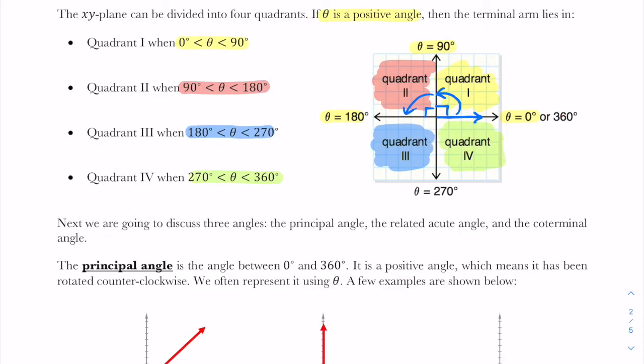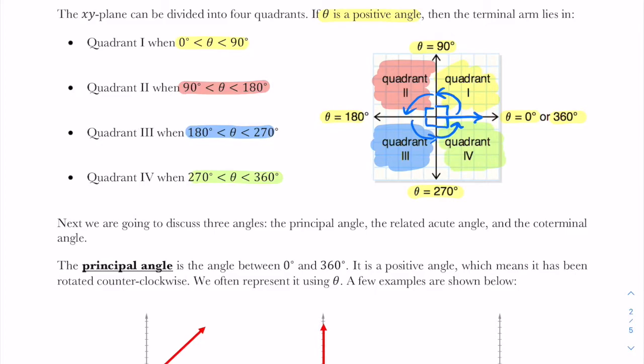From 180, continue rotating counterclockwise. If you go another 90 degrees counterclockwise, you'll end up on the negative y-axis, which is why we've labeled this as 270 degrees. And finally, continuing to rotate in the counterclockwise direction, you'll eventually have completed a full circle. Going another 90 degrees will bring us to a full 360, and we're back to where we started. That's why we say the positive x-axis is 0 degrees or 360 degrees.